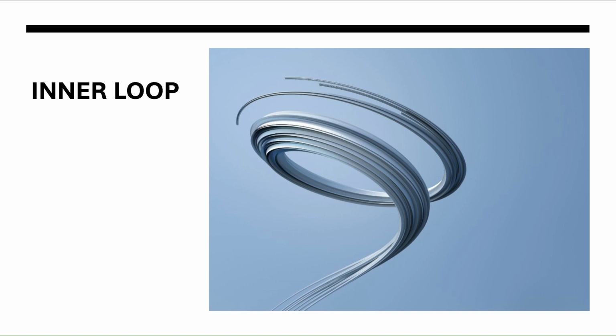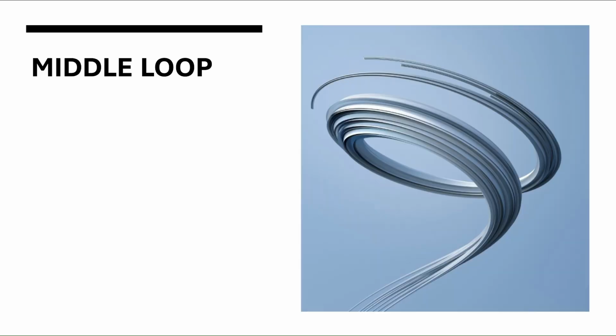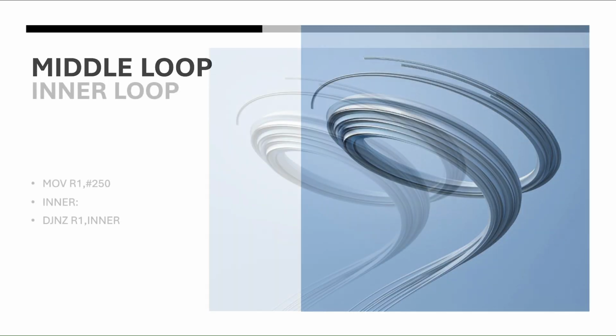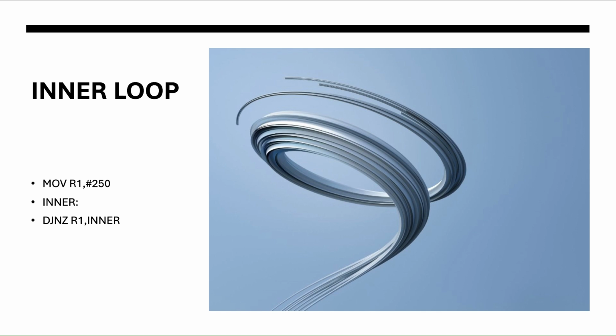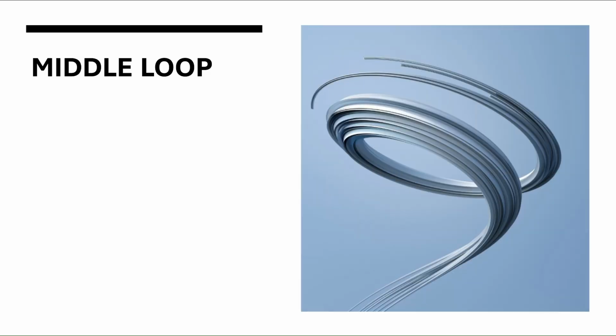MOV R1, #250. Inner: DJNZ R1, inner. First, R1 equals 250. Then DJNZ runs. 250 minus 1 is equal to 249. Is it zero? No. So jump back to inner. This continues until R1 becomes 0. Is this delay large enough? No. So we repeat the inner loop many times.